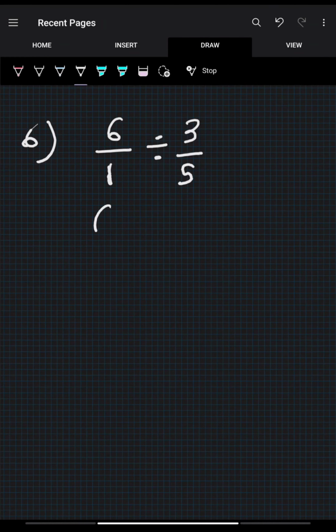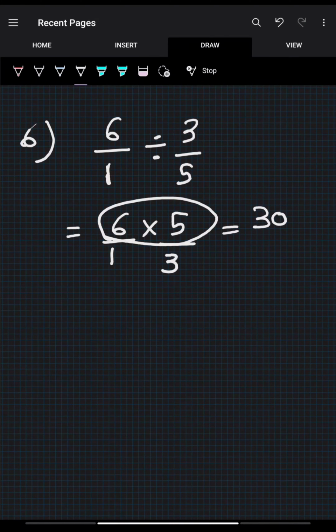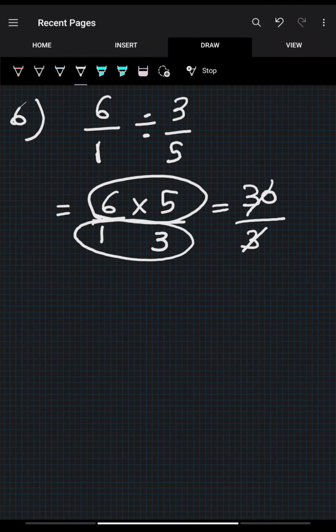Now let's try the fraction division. So we keep the first fraction and change the division sign to multiplication sign. 6 times 5 is 30. 1 times 3 is 3. And 30 divided by 3 is 10, and that is the answer.